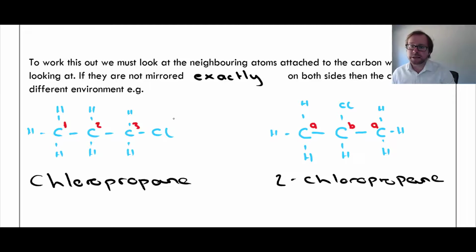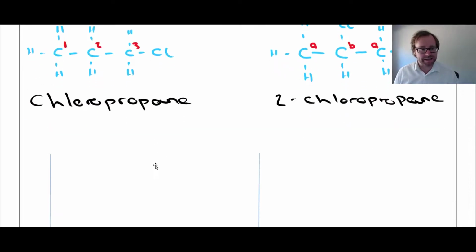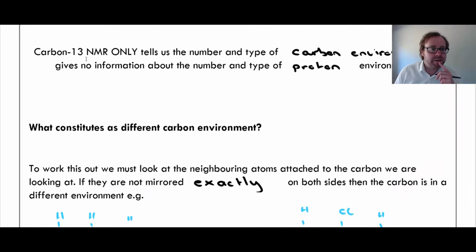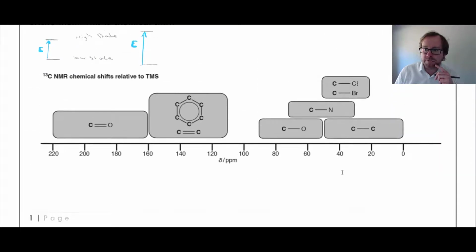Okay, so this has been mirrored completely, exactly. So what does that mean? Well, that means that we are going to get 3 peaks in our chloropropane spectrum, and we're going to get 2 peaks in our 2-chloropropane spectrum. Now I want you to have a look at where you think these peaks may be, and you may want to have a look at using this. I would sketch on a piece of paper, see if you can work it out, and I will go through it with you in a minute.